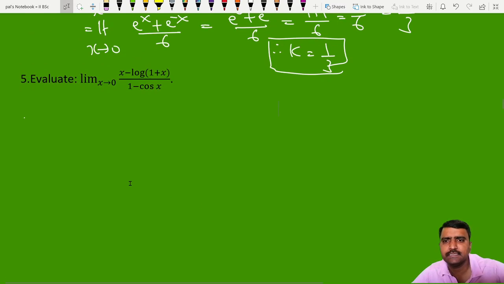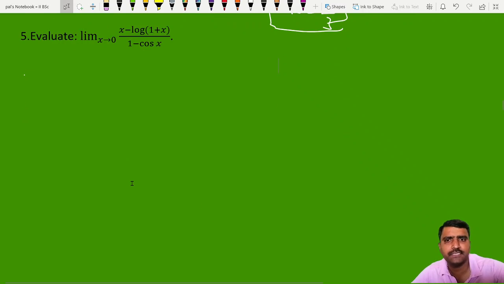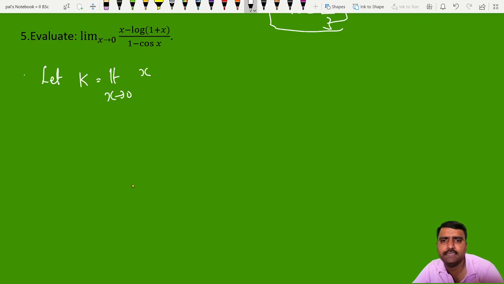So let us see this: evaluate the limit as x tends to 0 of x minus log of 1 plus x divided by 1 minus cos x. To evaluate this limit, let the function k be equal to the limit as x tends to 0 of x minus log of 1 plus x, divided by 1 minus cos x.